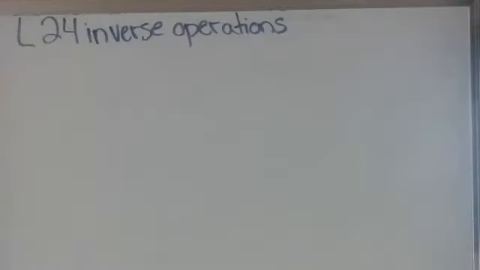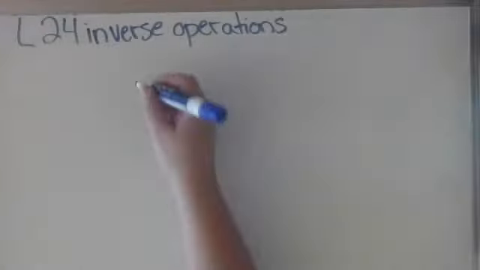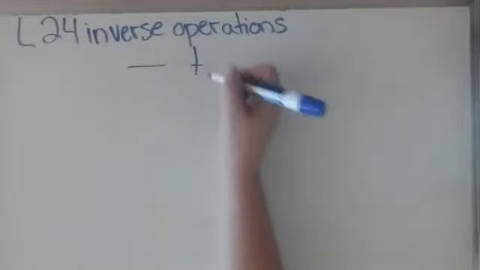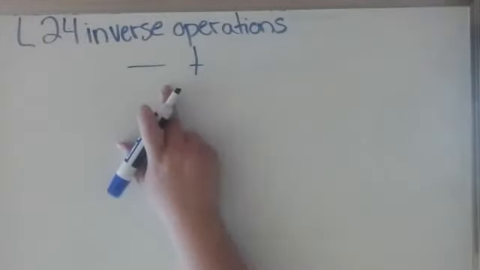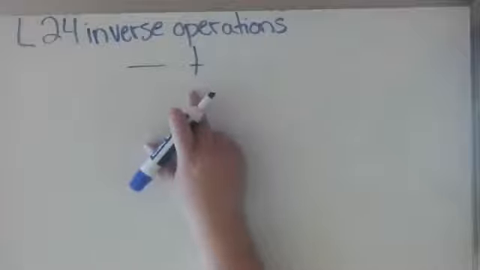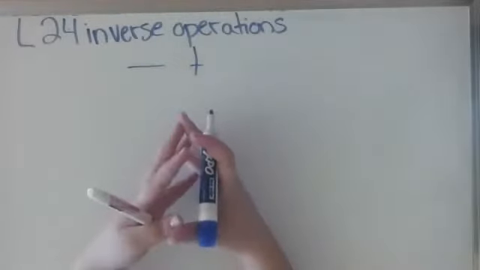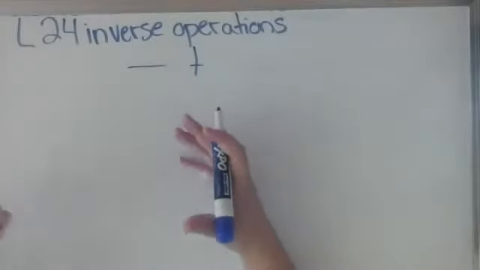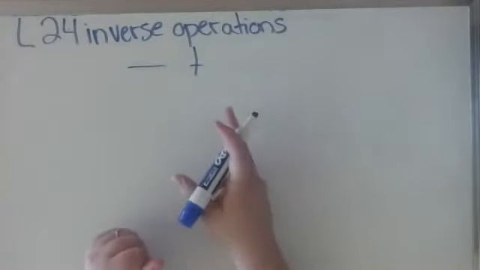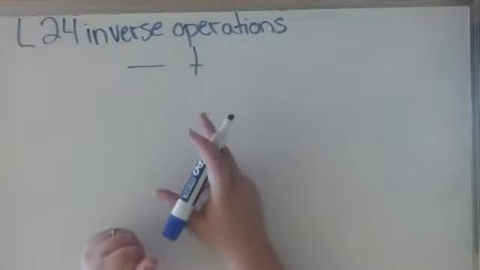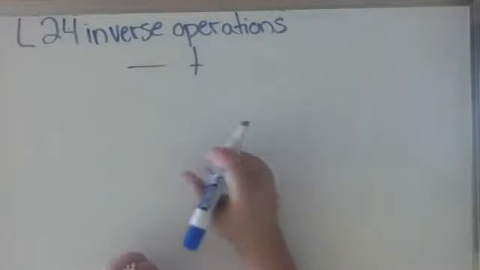This is lesson 24 for Saxon 4, inverse operations. So the inverse operations, or the opposite operations that we are looking at today, are subtraction and addition. These are inverse or opposite. In addition, you add things together. In subtraction, you have a group and you are taking away from it. So it is the opposite of addition, just as addition is the opposite or inverse of subtraction.